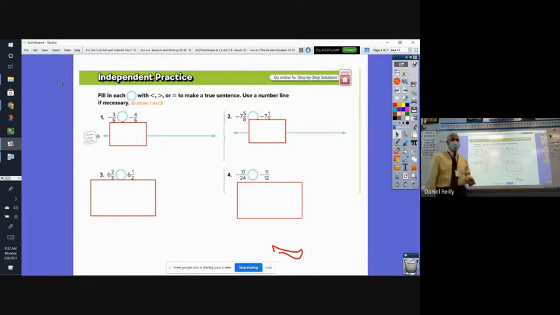Now, you shouldn't be converting this problem to decimals. Number one. The other thing is, be careful. Negative numbers go backwards, right? So the larger absolute value is a smaller number when both are negative.